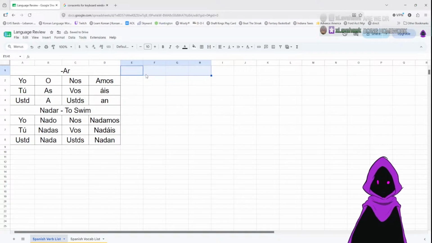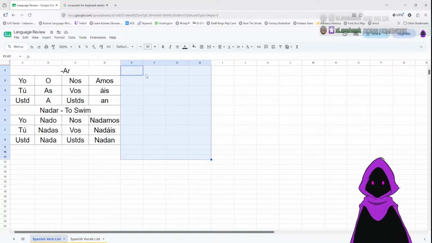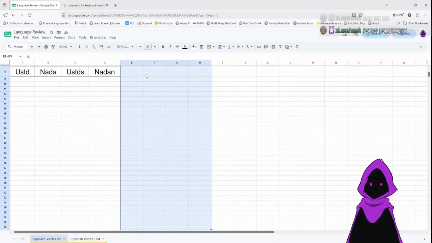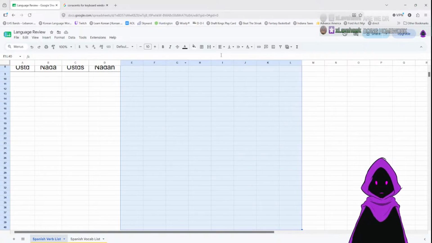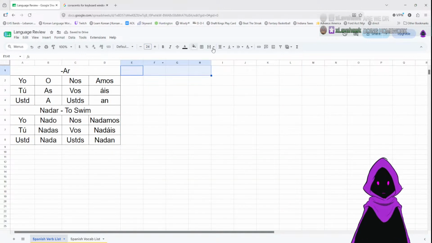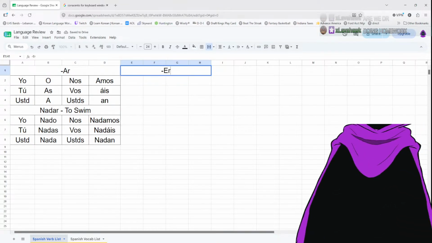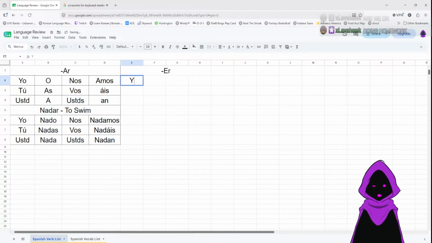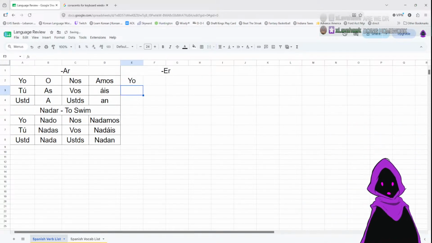Then we will center, 24. And we'll introduce the ER verbs. So ER is basically the same thing, just slightly different.